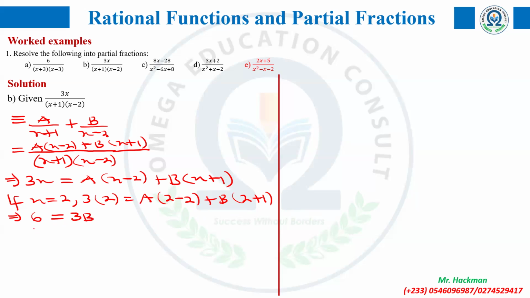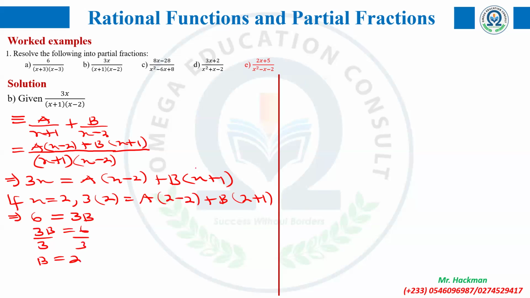Yes, sir. Okay, you write it again before you divide. But I want to write the 3B first. So over 3, over 3, so your B here will be equal to 2. Now again, you go and cover up B this time around to find your A.